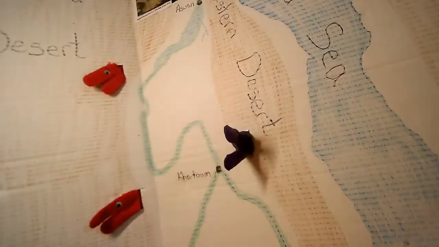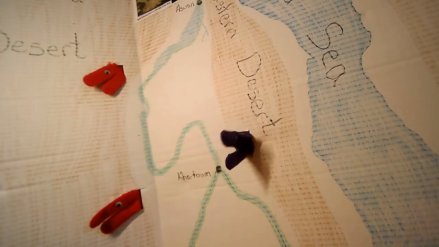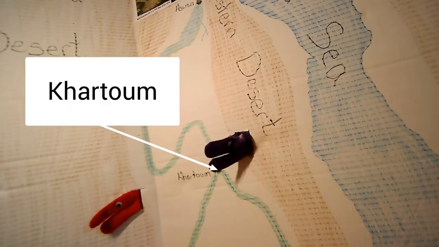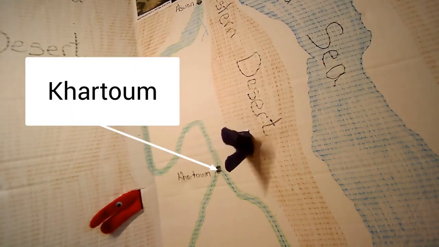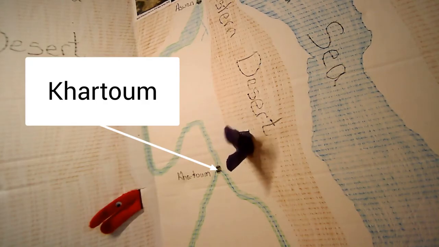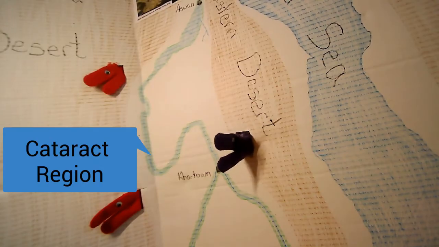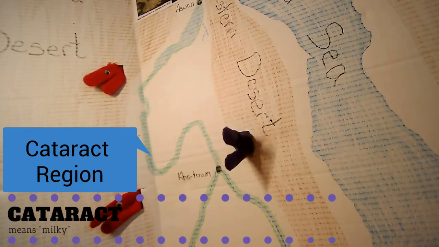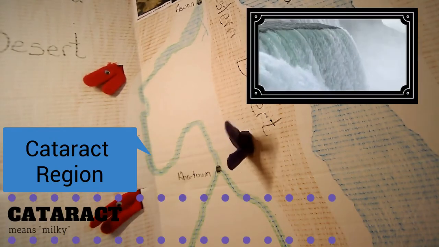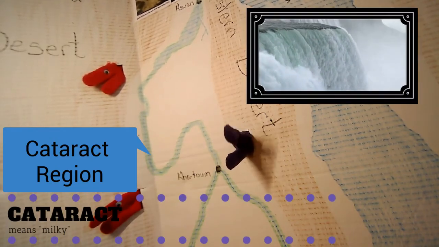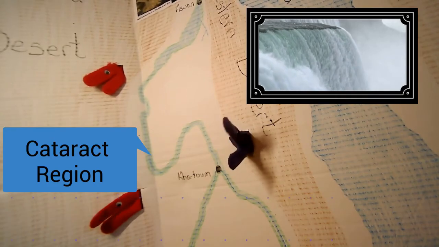We started all over. There are some other cities which are located along the Nile that were important to geography. Khartoum, right here, is where the Blue and White Niles come together. It is also the beginning of the Cataract region. Well, what in the world is a cataract? Well, cataracts are rocky or large waterfalls, which made traveling along that part of the Nile quite challenging.